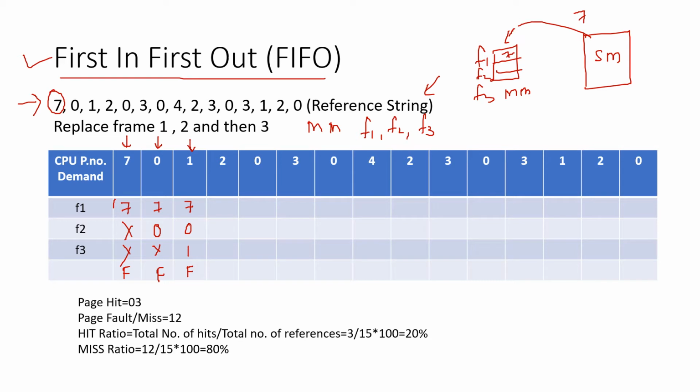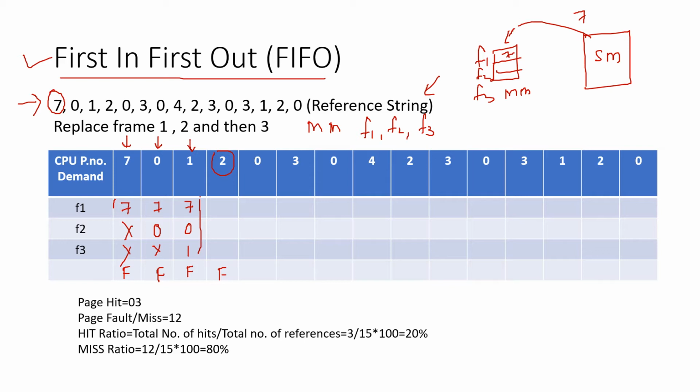Now your main memory is full. It is totally filled. Now if you want to bring a page, we have to replace one of these pages. Either I have to replace F1 or F2 or F3. So this is page 2. First thing you do is check whether this 2 is already present in main memory or not. It is not present here, so it's a fault.